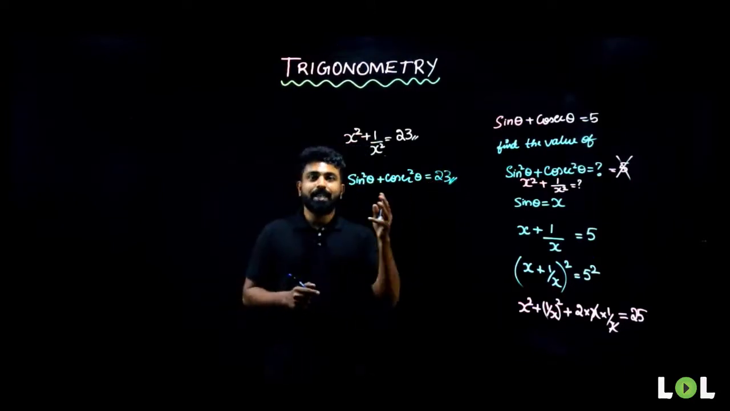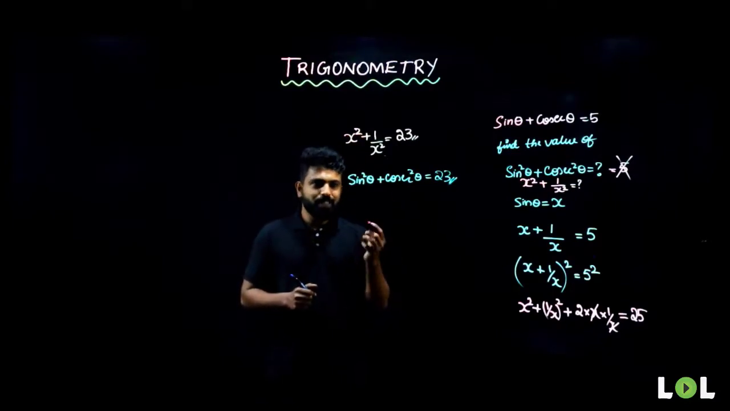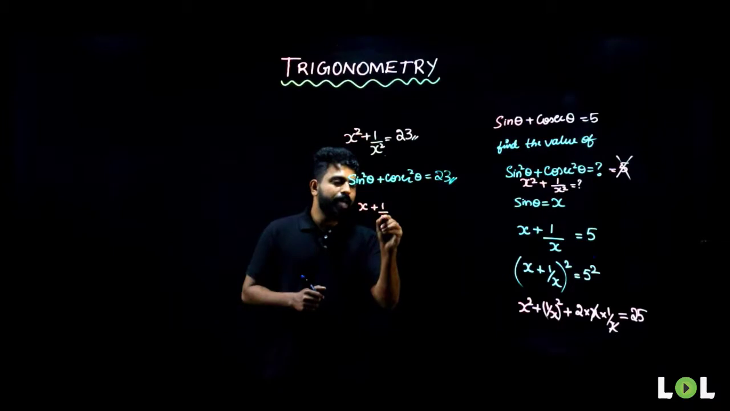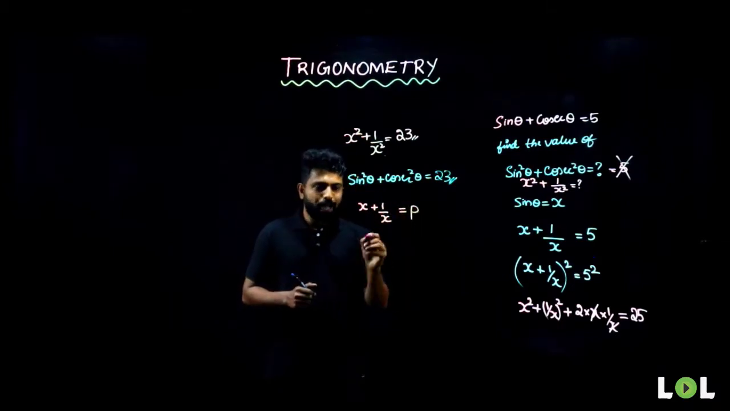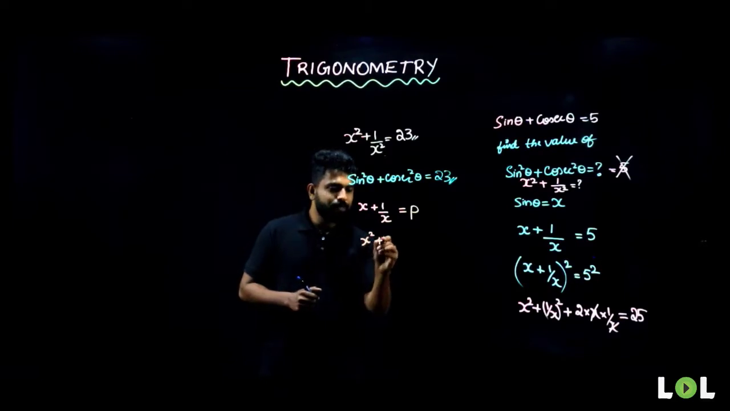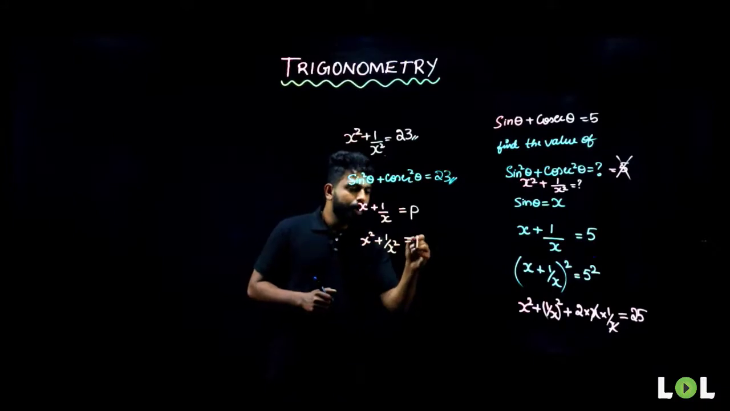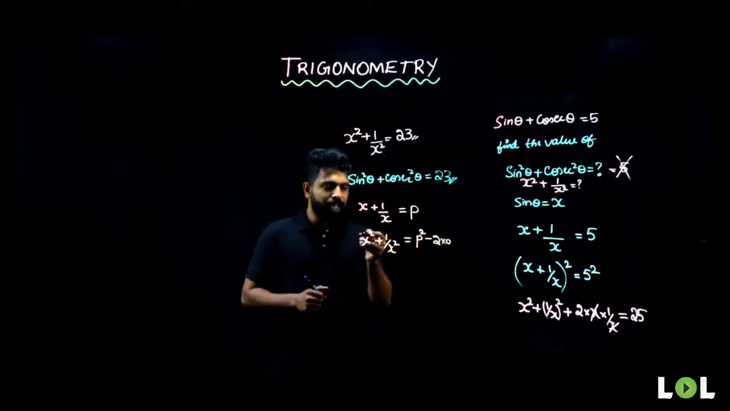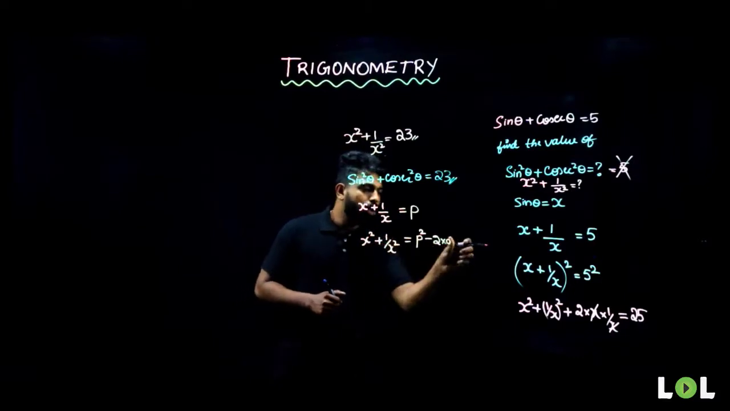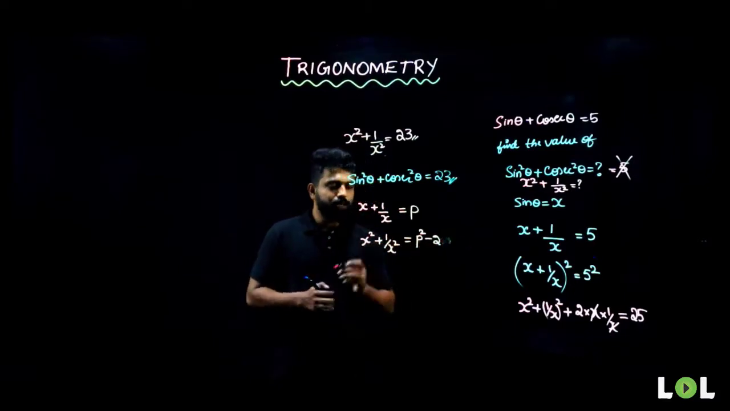These questions are nothing but a combination of trigonometry and algebra. So how to represent this? If any identity or any ratio of the form x plus 1 by x is equal to p, what will be the value of x square plus 1 by x square? X square plus 1 by x square will always be p square minus 2, since ab is always 1 here.